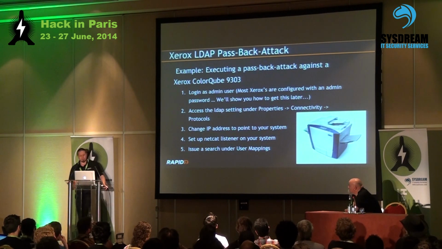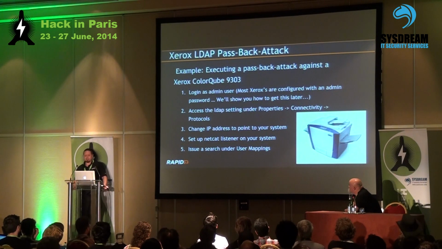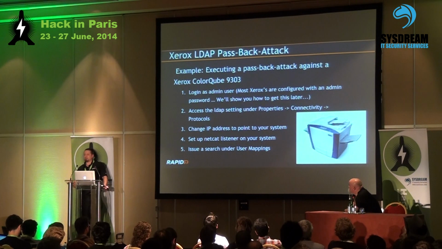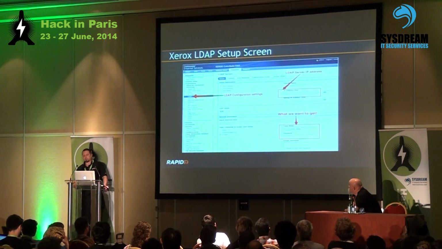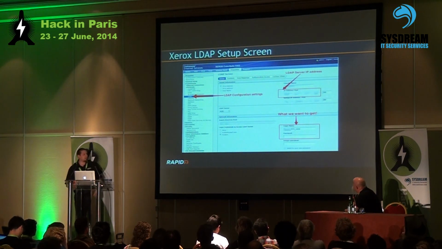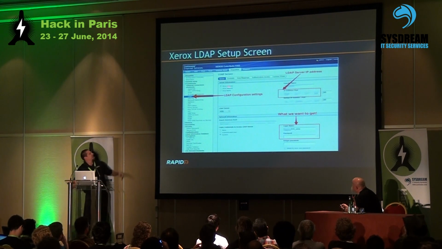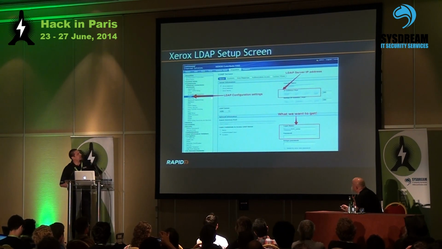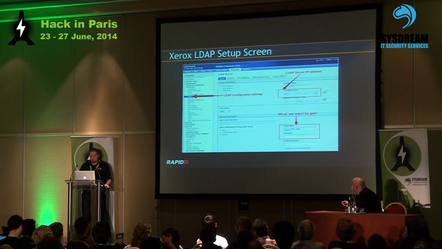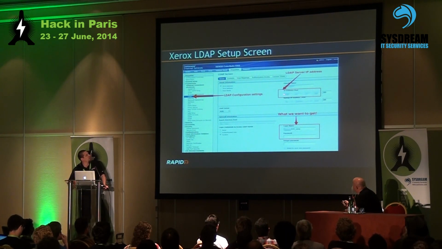Next, we go and change the LDAP settings. We point the LDAP server to us, we start up a netcat listener on our system, and then we issue a search under the user mapping function. So here are the screenshots that show where all these settings are set up. On the left here, we'll see the LDAP configuration. Click there, you access the LDAP screen. Underneath the LDAP screen, you see the IP address. This is what we want to change to point to us. And then underneath it, here are the creds that we want to get. In this case, we can see the user SVC Xerox. Really good label.